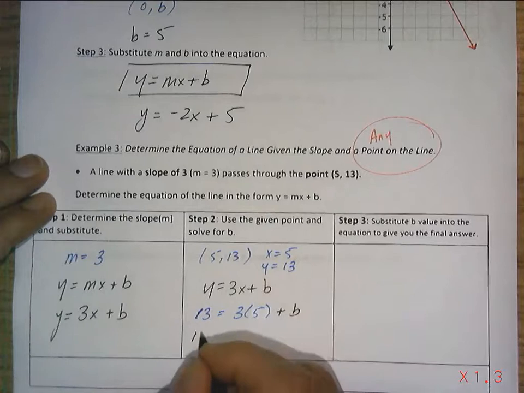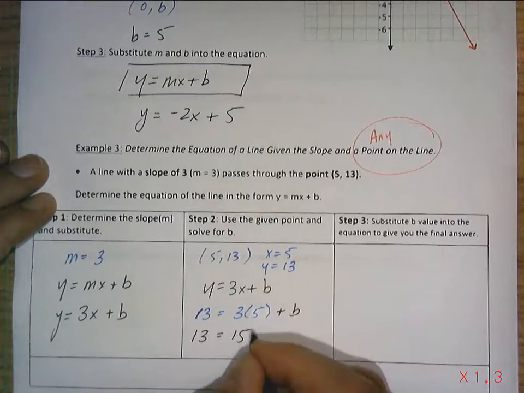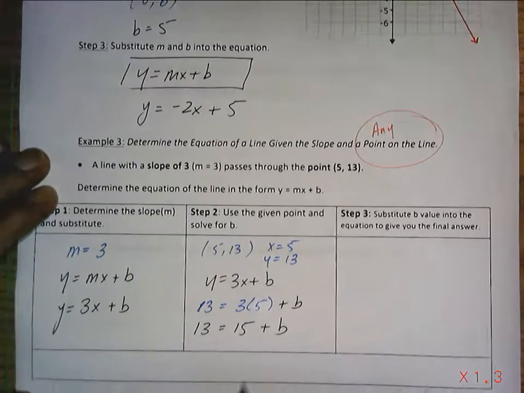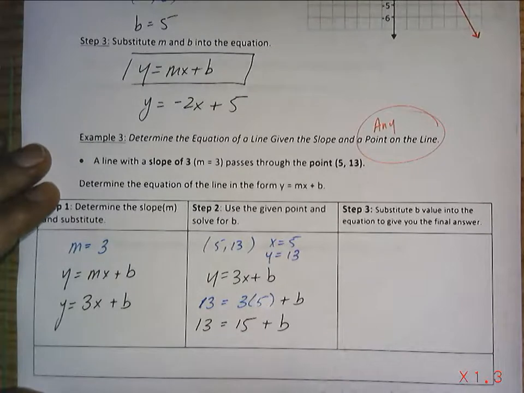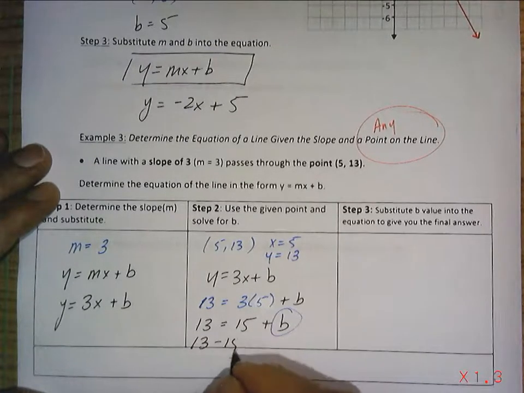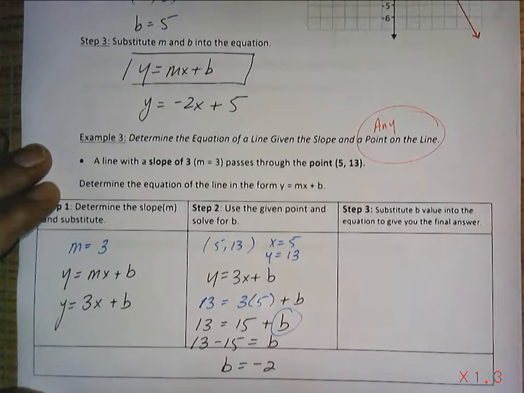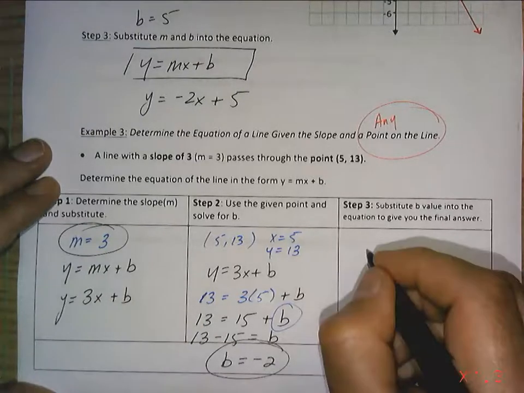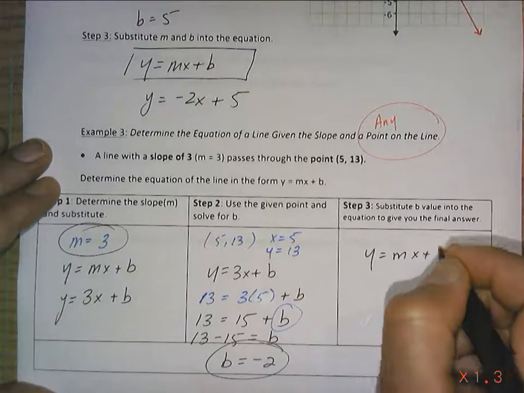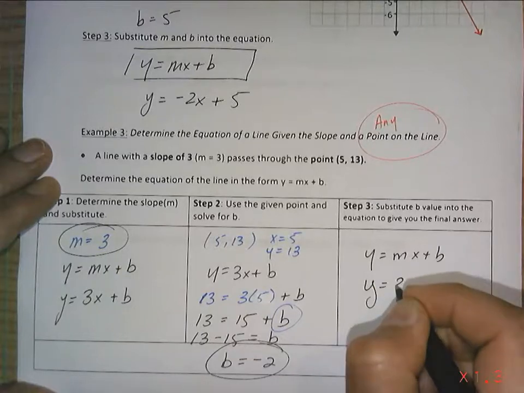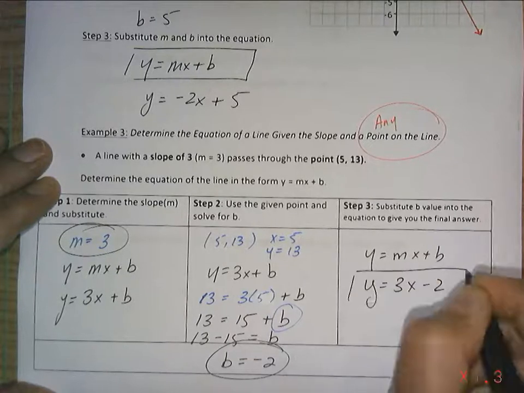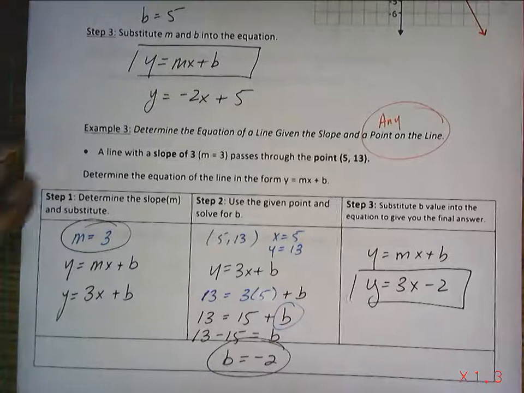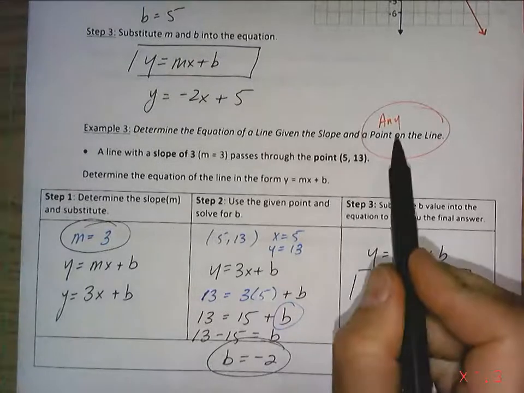That means you have 13 equals 15 plus b. Take 15 away from both sides because what we want to do is isolate for b. So you're going to get 13 subtract 15 equals b. So b is going to equal negative 2. You now know m. You now know b. So y equals mx plus b is going to be y equals 3x minus 2. And that's how we do a question like that.